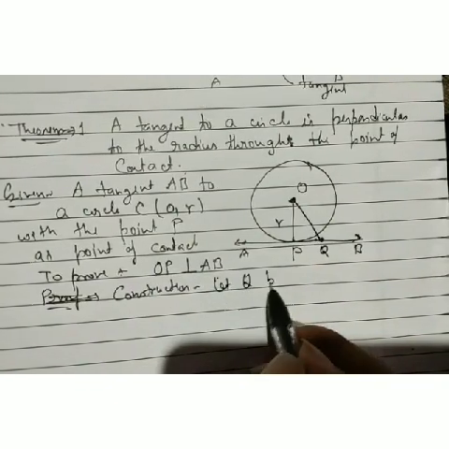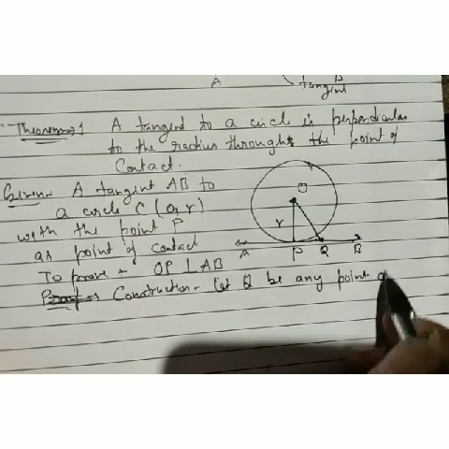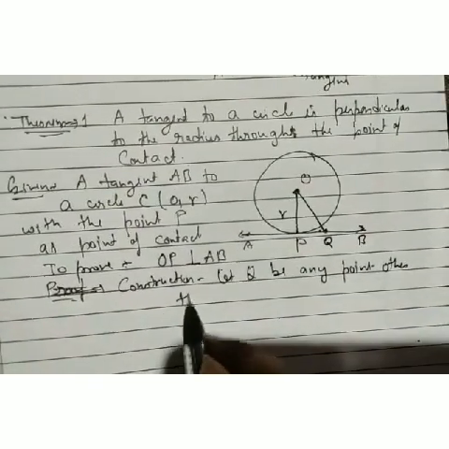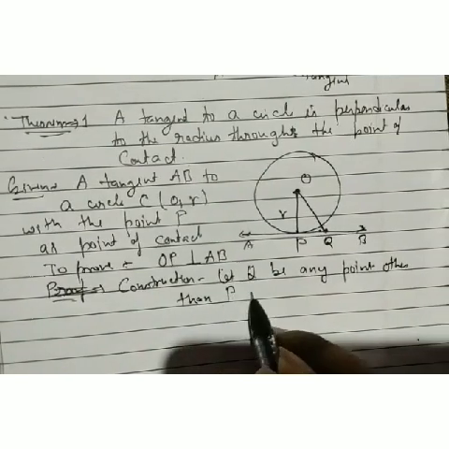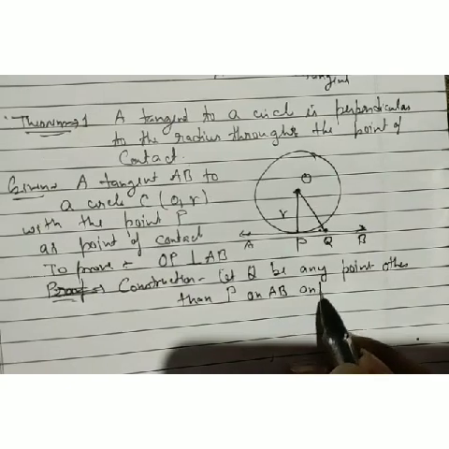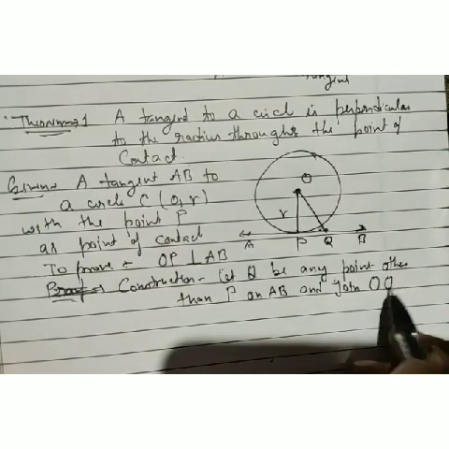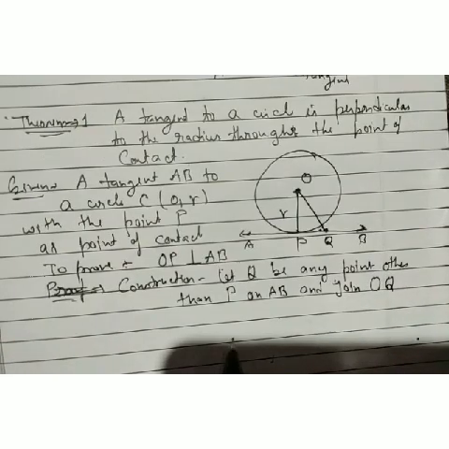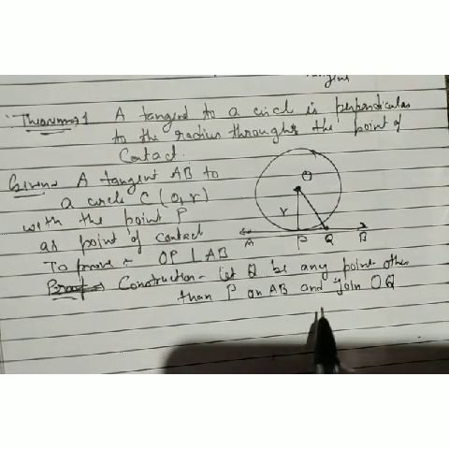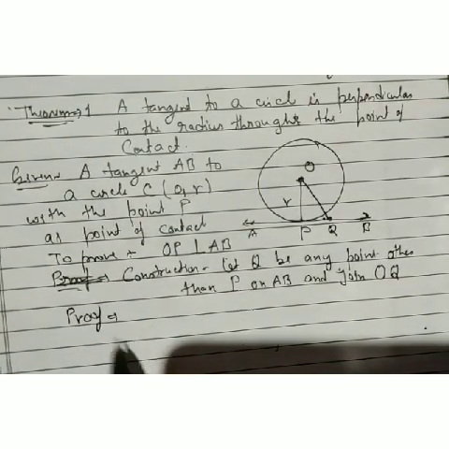Let Q be any point other than P on AB, and then join OQ. Now look, we have joined our OQ. Now we are going to use a proof here.